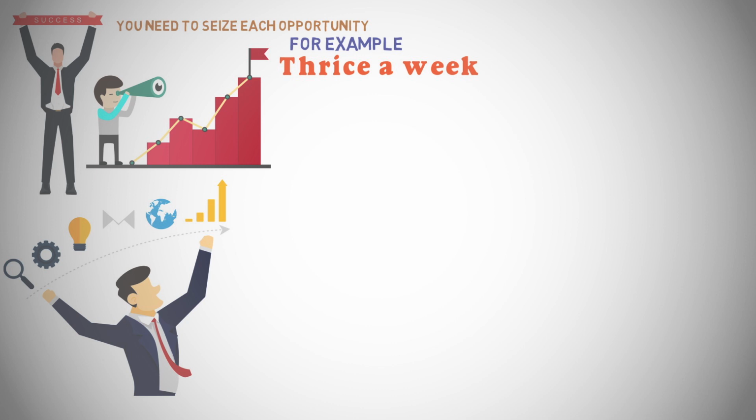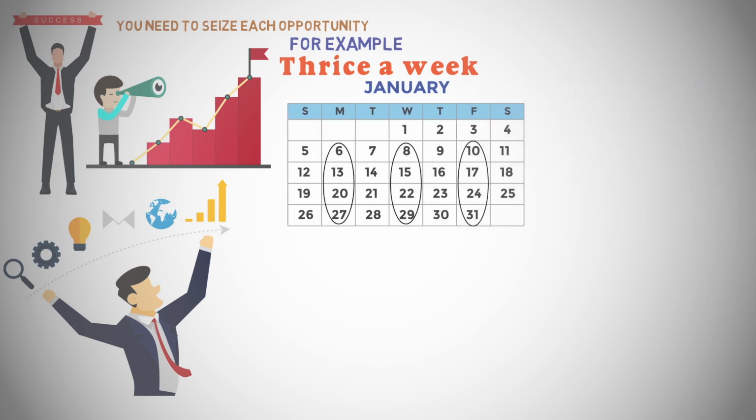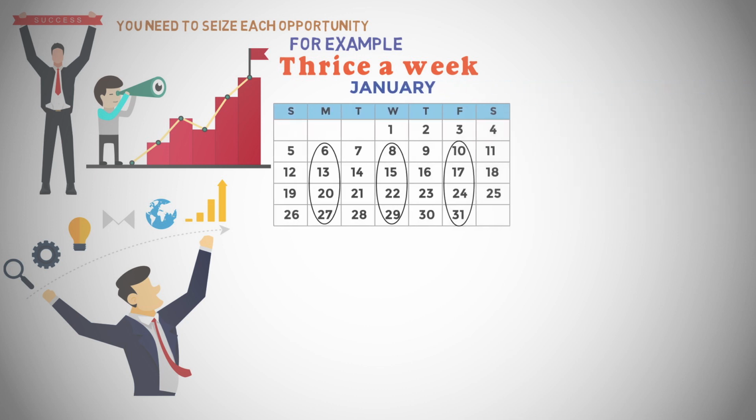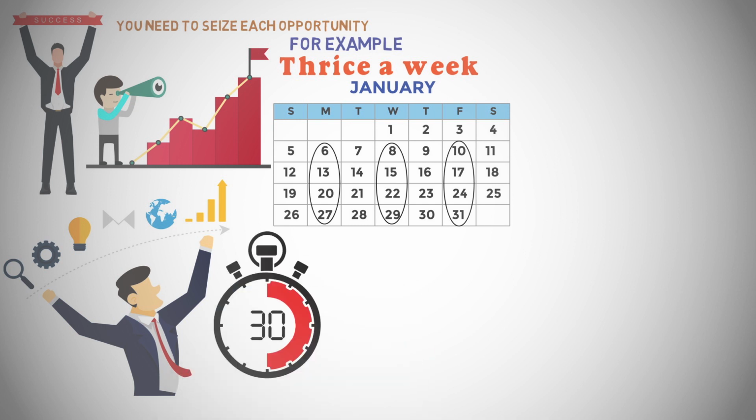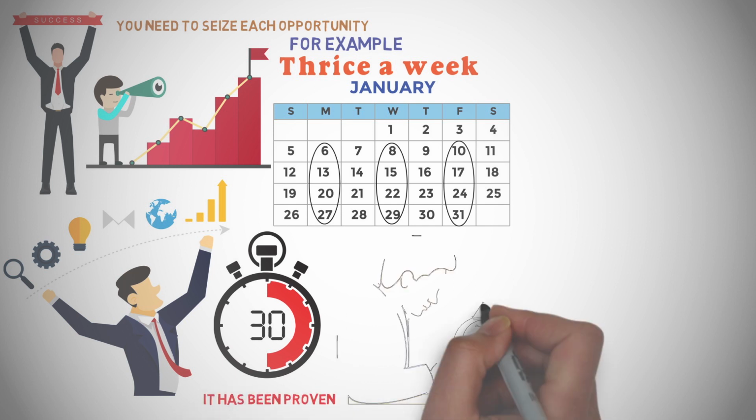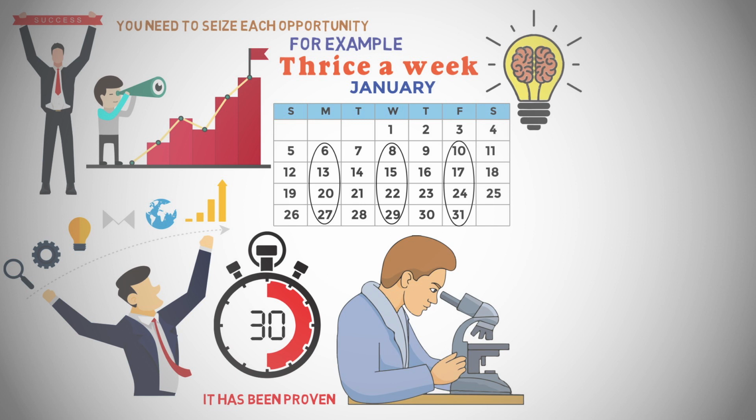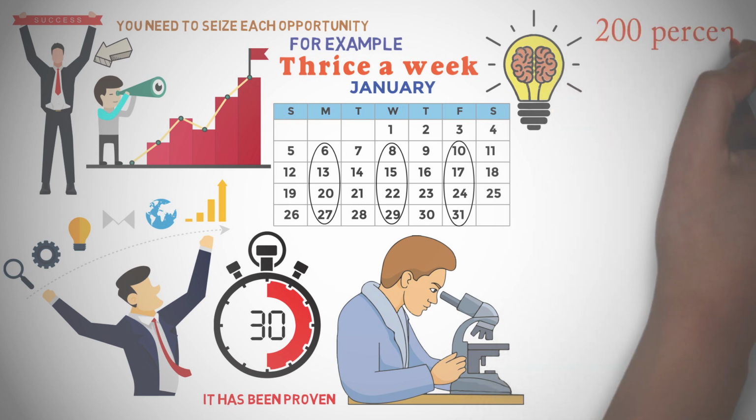You can assign days like Monday, Wednesday and Friday, and write down, if it is Monday, Wednesday or Friday, I will work out for 30 minutes before getting ready for work. It has been proven through various studies that the brain responds more quickly to this kind of planning. This increases the chances of success by more than 200%.